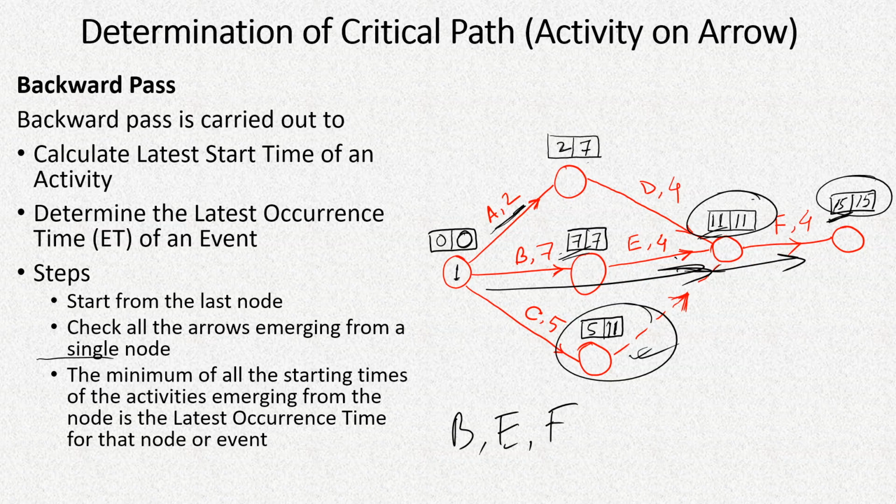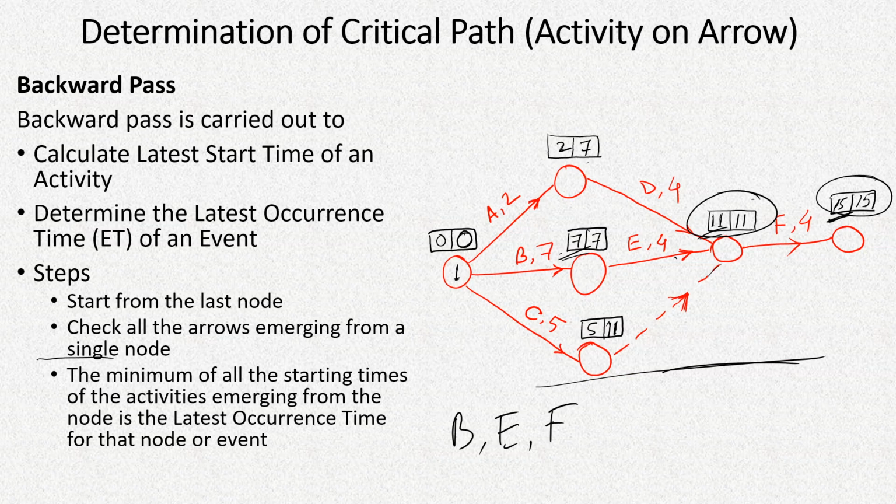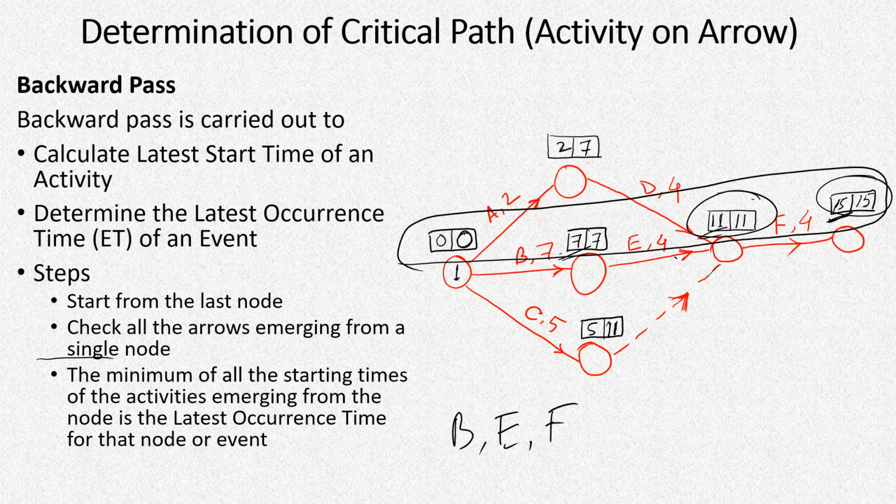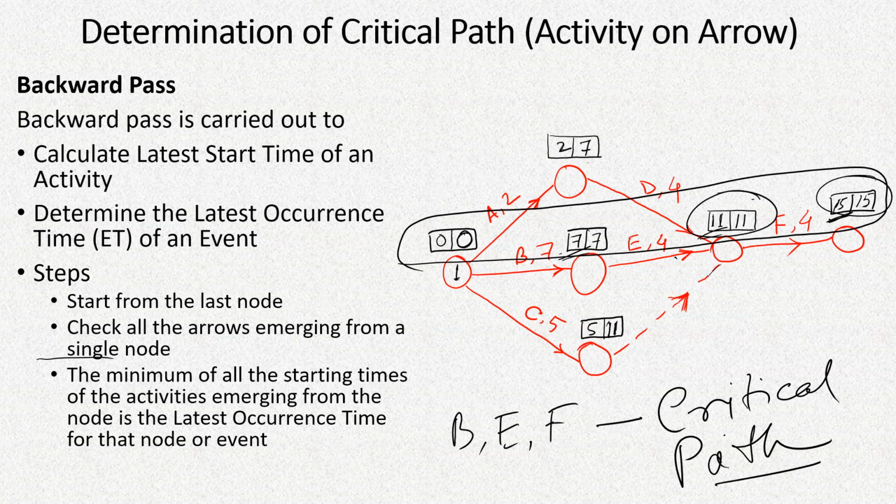Now, what does it mean? It means that the latest time is the same as the earliest time. That means it cannot be actually delayed. While on the other paths, the latest time is different than the earliest time, and therefore it can be delayed without affecting the total duration. And the path along which all these values are same, that means earliest time and latest time are the same, that path is called the critical path. And the activities are called the critical activities.